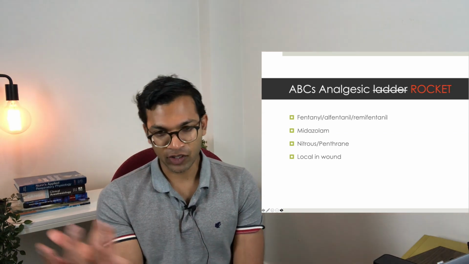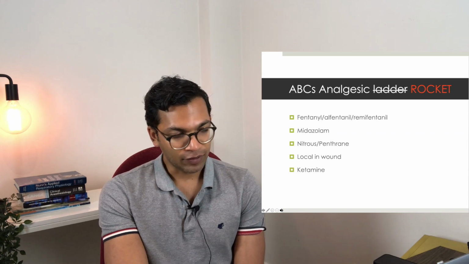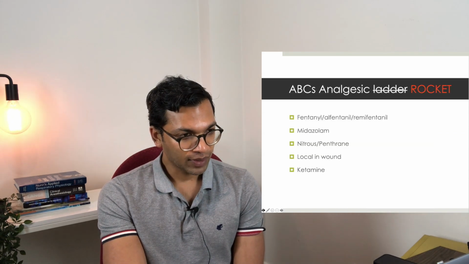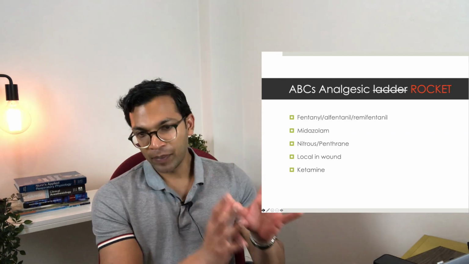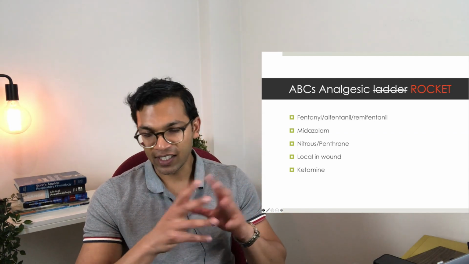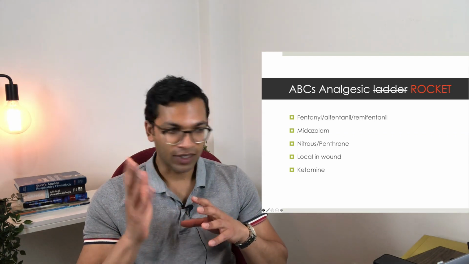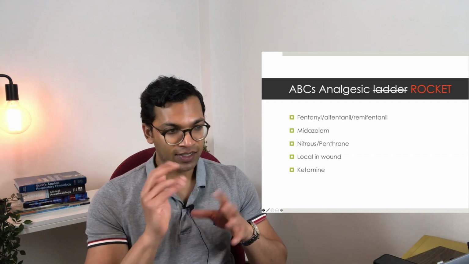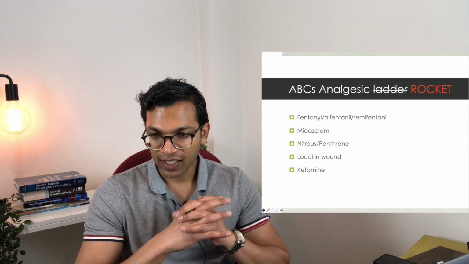You've got so much ability to do that very quickly. And finally, things like ketamine. And that's my, so I just copy paste this for any regional anesthesia scenario where essentially it's not working well enough. I just go, fentanyl, midaz, nitrous, penthrane, local in wound, ketamine, and then progress onto the general anesthetic at the very end of that.